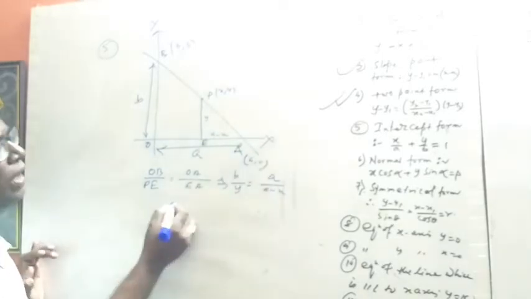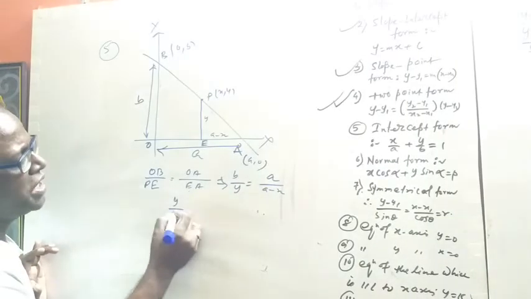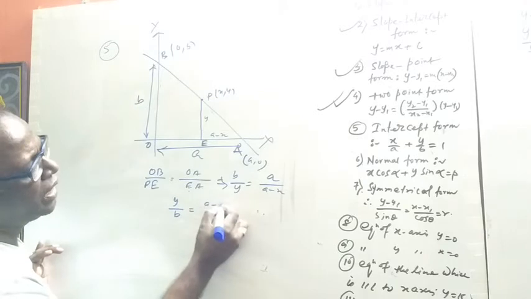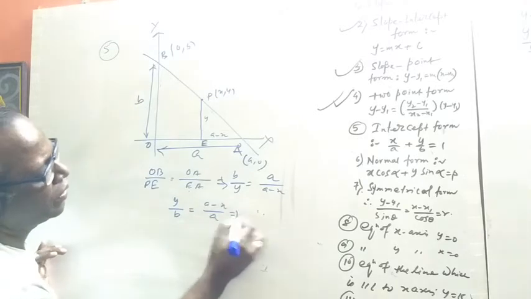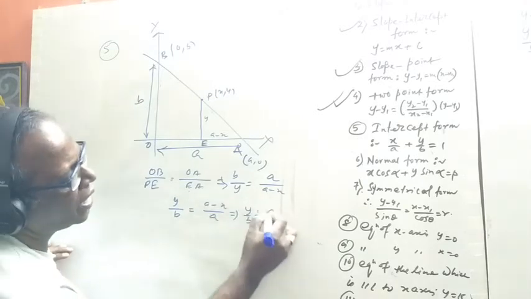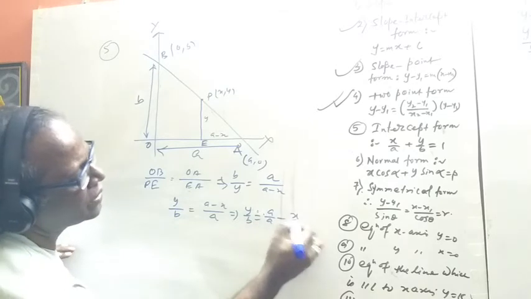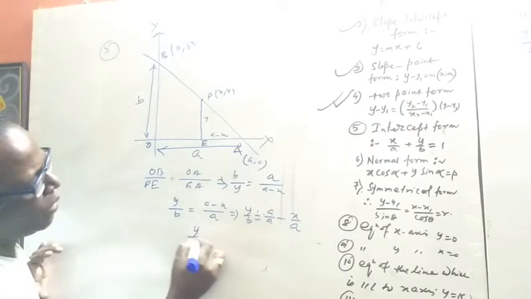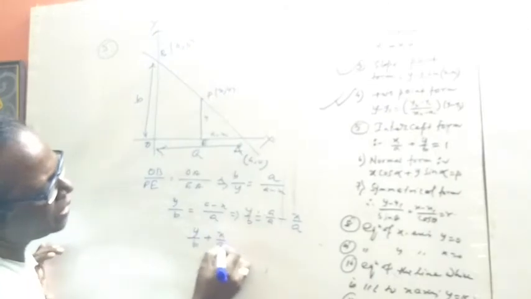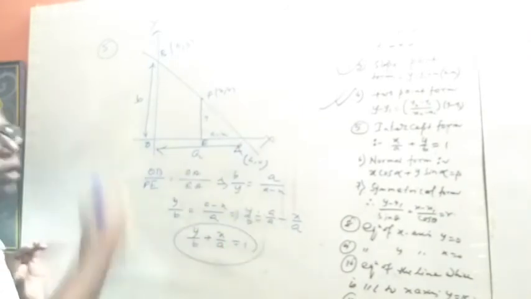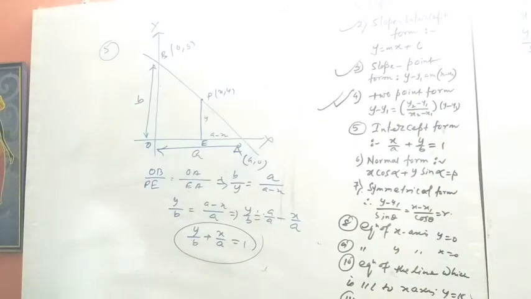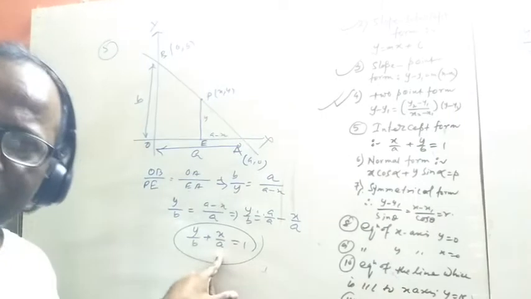Taking the reciprocal of this equation and transferring, y by b equals (a minus x) by a. See again, y by b plus x by a equals 1. This is called the intercept form, where a is called the x-intercept and b is called the y-intercept.